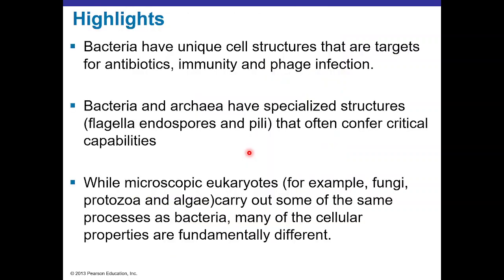So some highlights of this chapter: bacteria have unique cell structures that are not found in eukaryotic cells that can be targets for antibiotics, immunity, and phage infection. Now, bacteria and archaea, although they have similarities, have specialized structures like flagella, endospores, and pili. These structures confer critical capabilities that help them to attach to surfaces, help them to survive harsh environments, help them to act as antigenic molecules, and also help us to detect them or to classify them as subspecies. And the last highlight is that while microscopic eukaryotes like fungi, protozoa, and algae can carry out some of the same processes as bacteria, many cellular properties are fundamentally different between eukaryotes and prokaryotes.